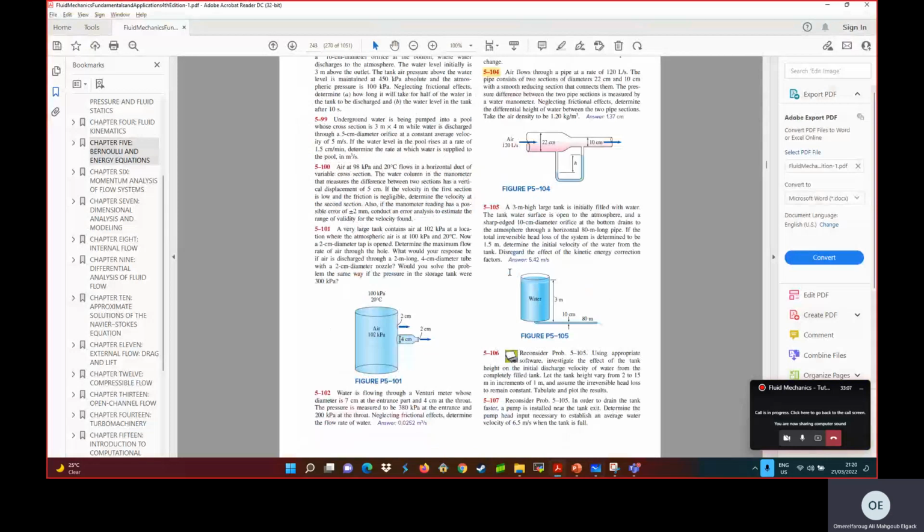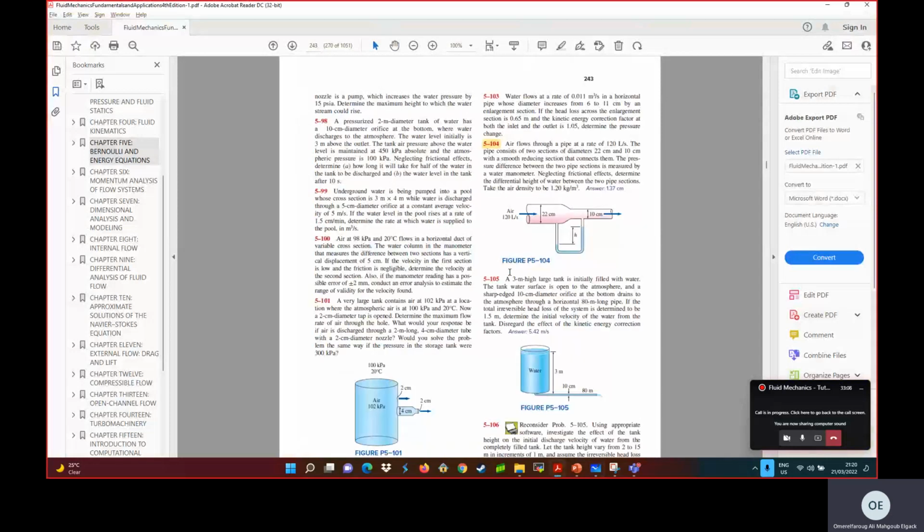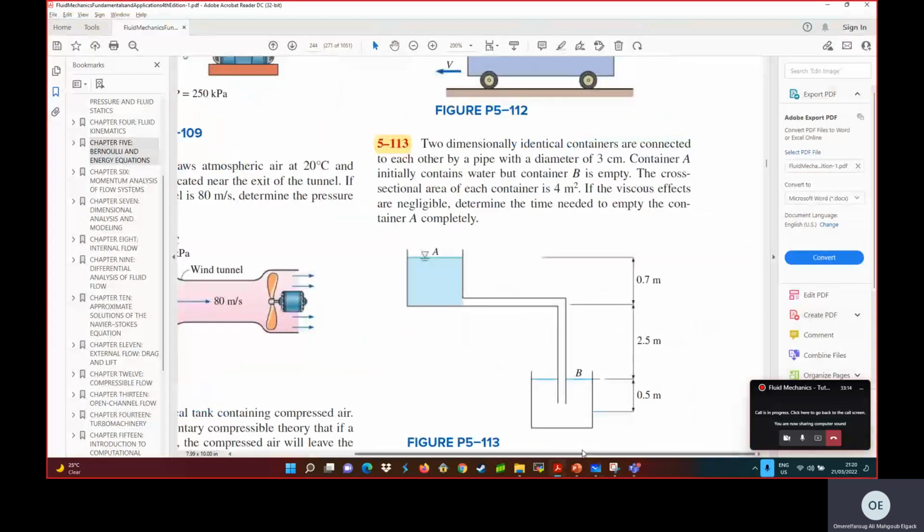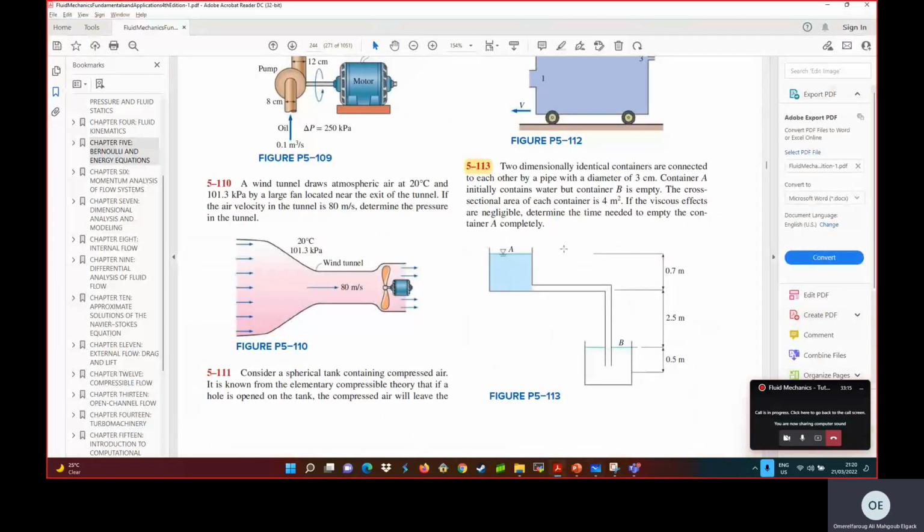Let's solve one last example. Maybe this is the last one, or maybe we'll solve another one. Okay. You have two dimensionally identical containers connected to each other by a pipe with a diameter of 3 centimeters. This is the diameter of the pipe. Container A initially contains water, but container B is empty. The cross-sectional area of each container is 4 meters squared.